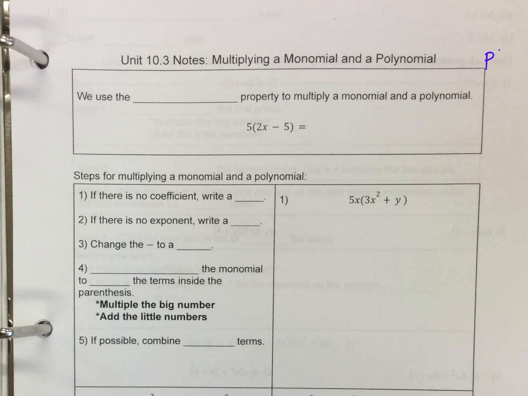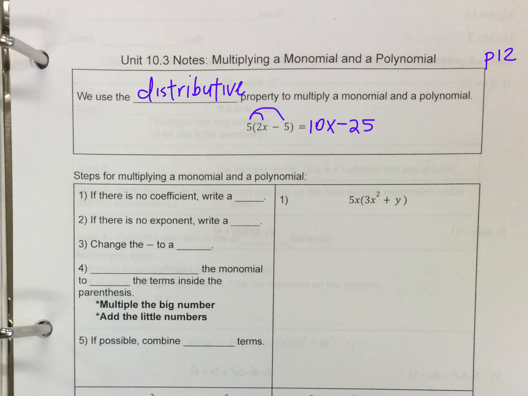This is page 12 in your notes. We are going to multiply polynomials today. And what we're going to use to do that is the distributive property. And we did this a long time ago. Everybody gets a turn. Remember that? 5 times 2x is 10x. 5 times negative 5 is negative 25.